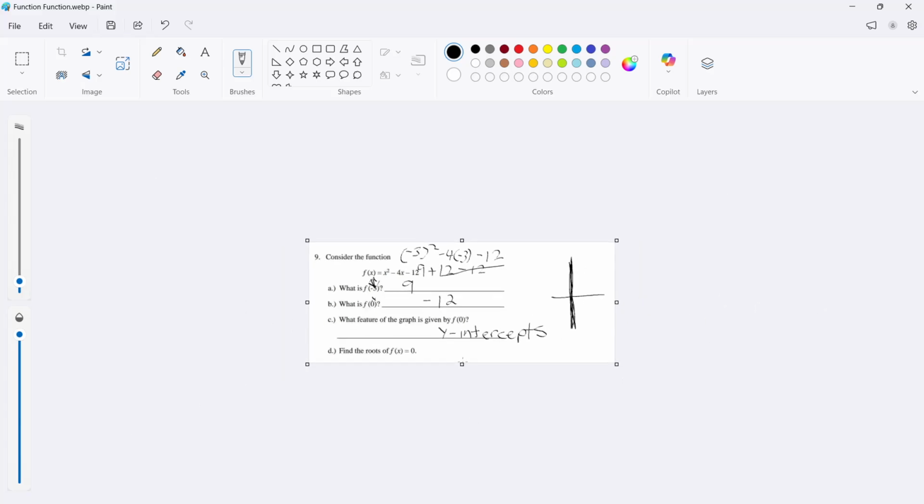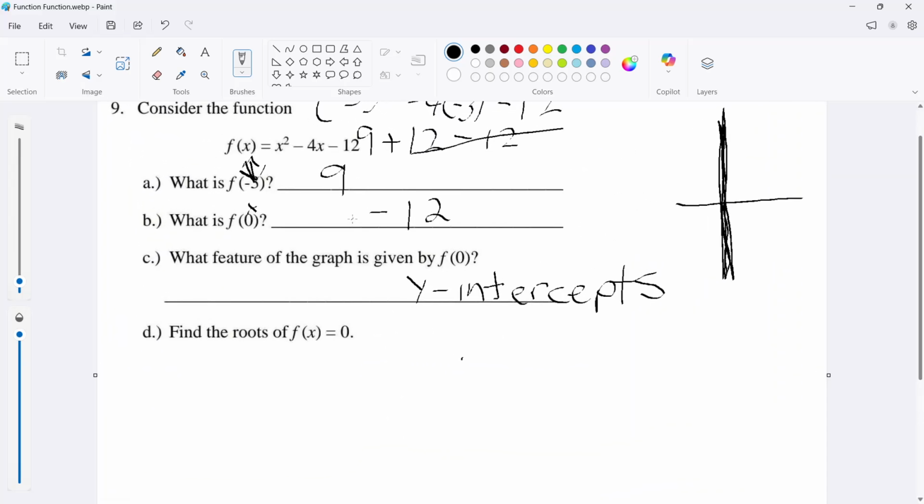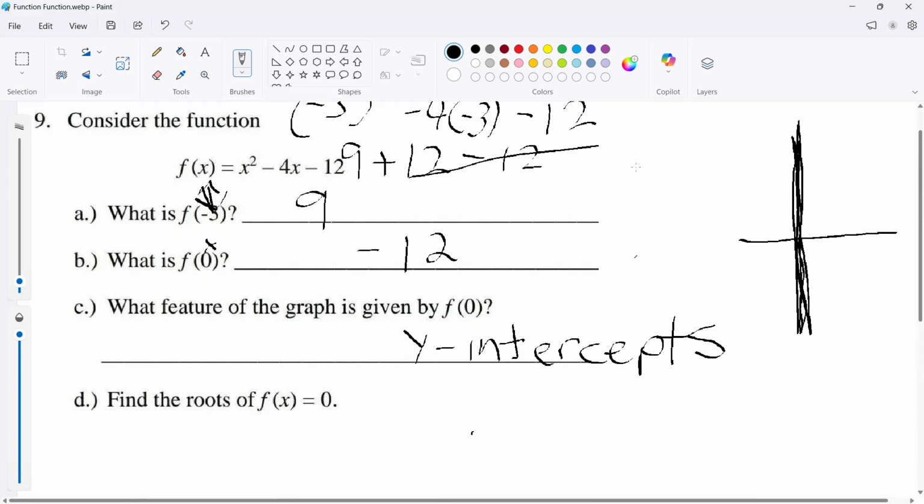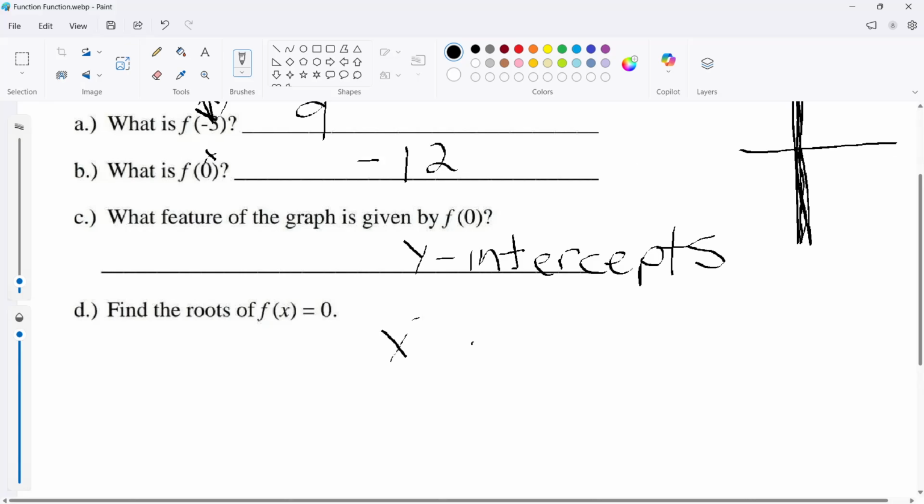Well, the roots are the zeros, the x-intercepts. They're called the zeros, the roots, or the x-intercepts. So I set the function equal to 0, x squared minus 4x minus 12. And what I do is I look for numbers that multiply to negative 12, in other words, factors of negative 12, that when I add them, add up to negative 4.